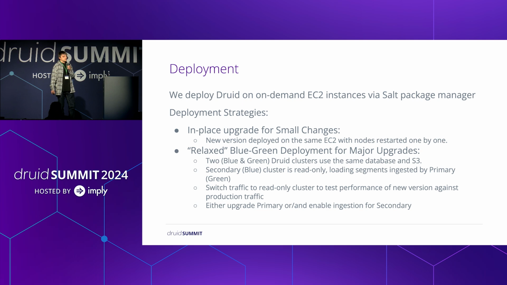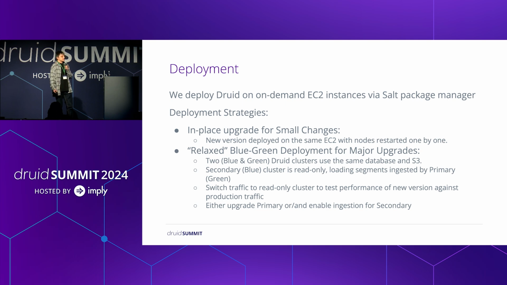Next is the deployment part. We deploy Druid to on-demand EC2 instances. We use Salt Package Manager for this. And talking about strategies, how we deploy: in most cases, we use an in-place upgrade. So whenever it's a config change, we just create a new distribution and deploy it to the same EC2 nodes and just restart nodes one by one.